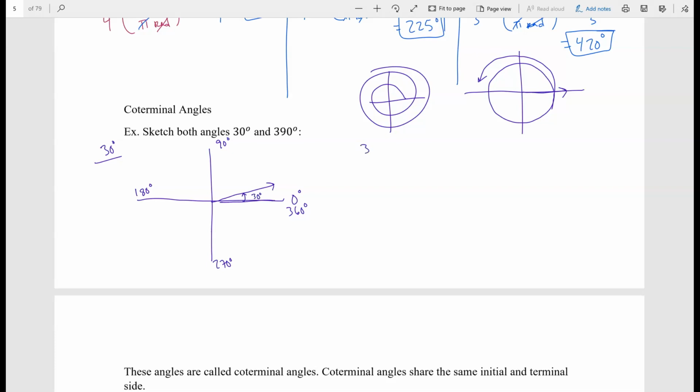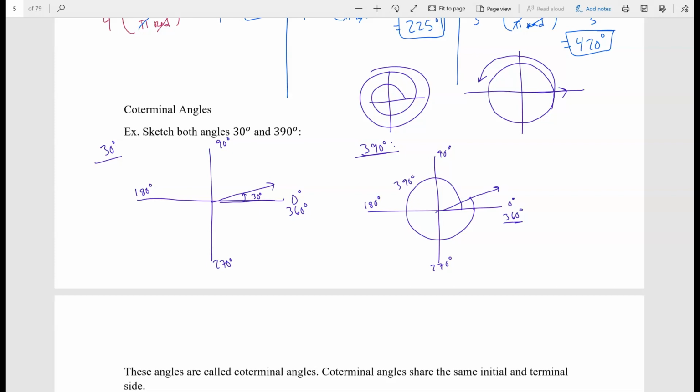Now what about 390 degrees? Well, let's just try to do it. So we have 0, 90, 180, 270, 360. First we have to do a full revolution. That's 360. Now, in order to get from 360 to 390, I have to add an extra 30 degrees. So I added an extra 30 degrees, and this is where it's going to stop. So all of this is going to be 390 degrees.